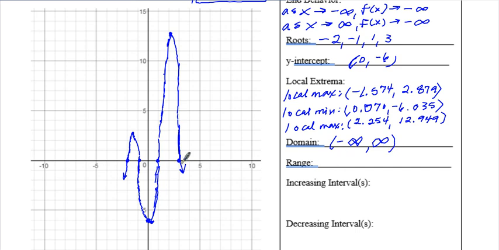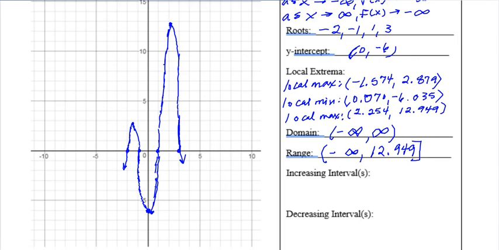Range. This arrow here and this arrow here means that they will go on forever and ever. So this is not the bottom of the range. Negative infinity is the bottom of our range. And then the top of our range, we go as high as this function ever gets. This is the highest this function ever gets. And so we'll say the y-coordinate of this max here, or 12.949, is the top of our range. And there's a solid circle there, so we'll put a hard bracket. So that's our domain and range for this function.